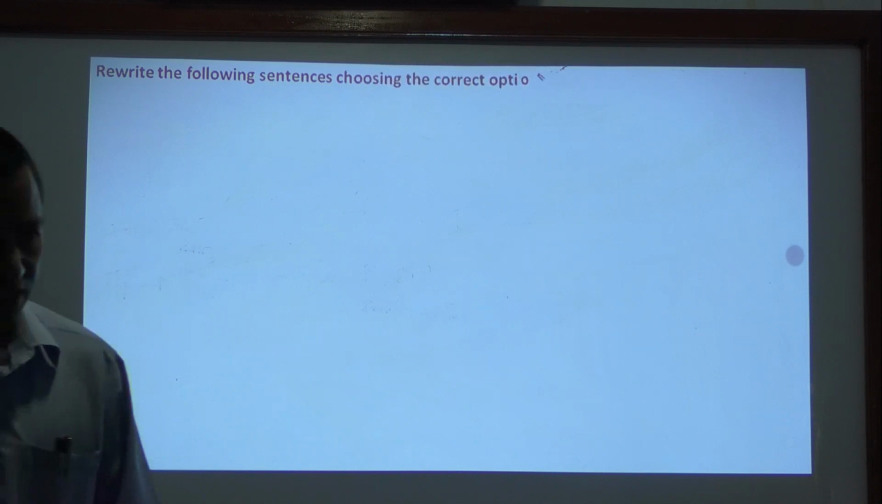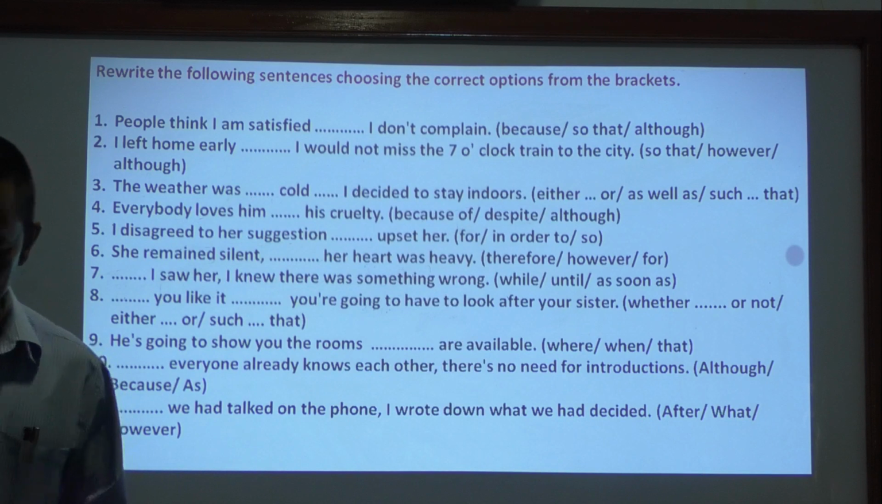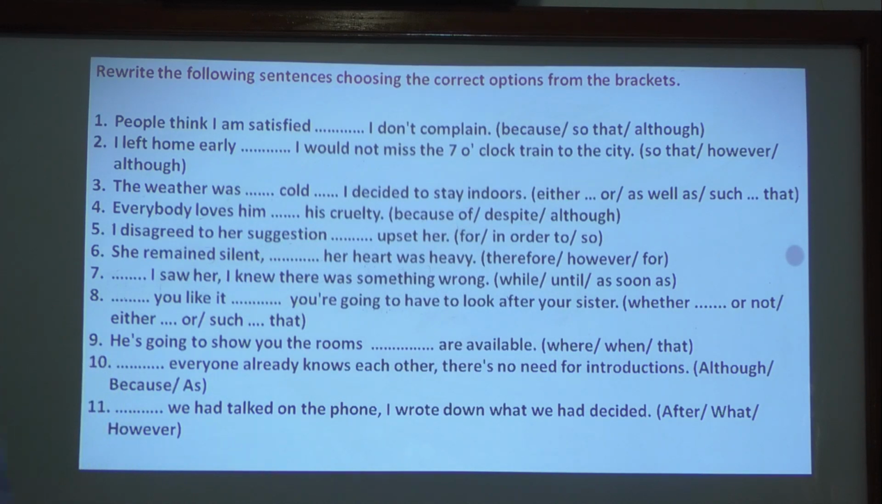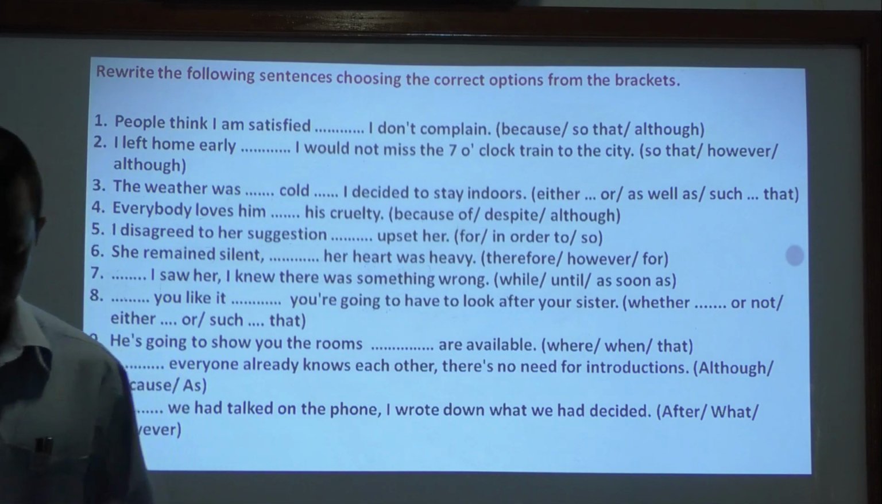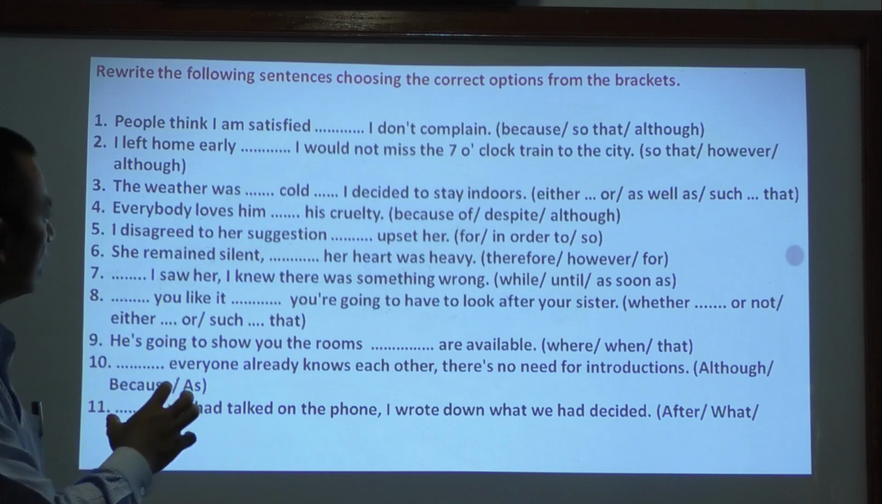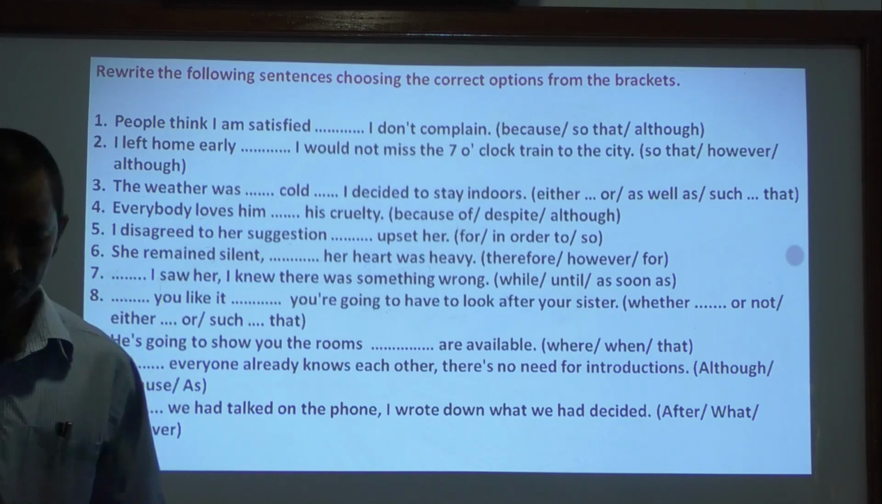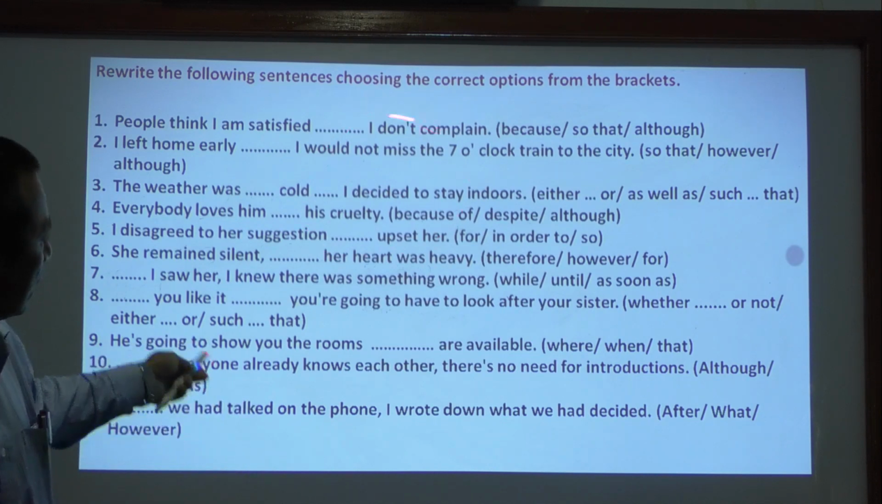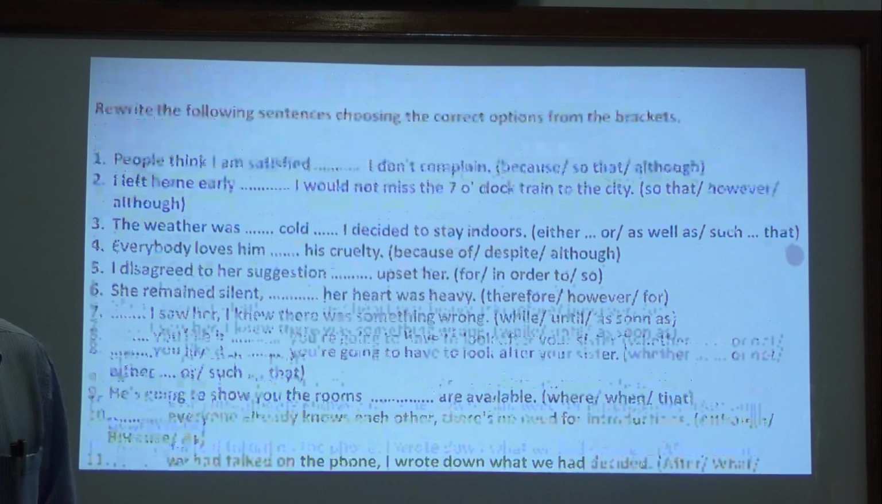Okay, dear students, this is work for you. You have to complete this work staying at home. Dear students, rewrite the following sentences choosing the correct options from the brackets. As we have discussed different types of connectives, on the basis of that, you have to attempt all these questions, question number 1 to 11. Stay home and try this and review what we have done before, and you can easily complete these sentences. Okay, so now this is another task for you.